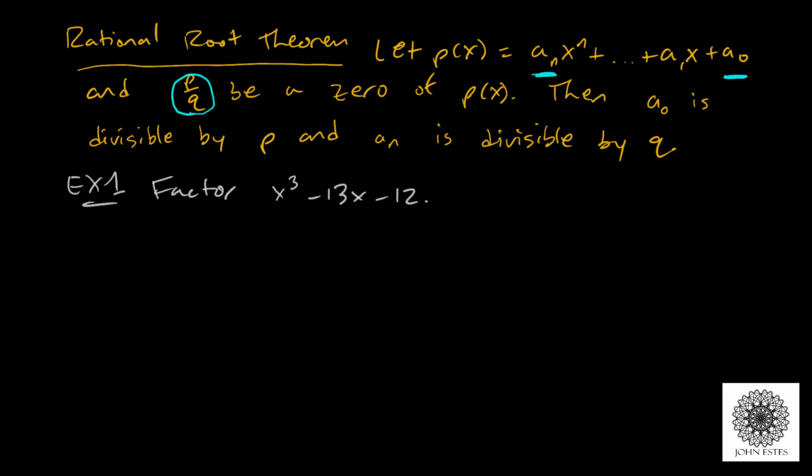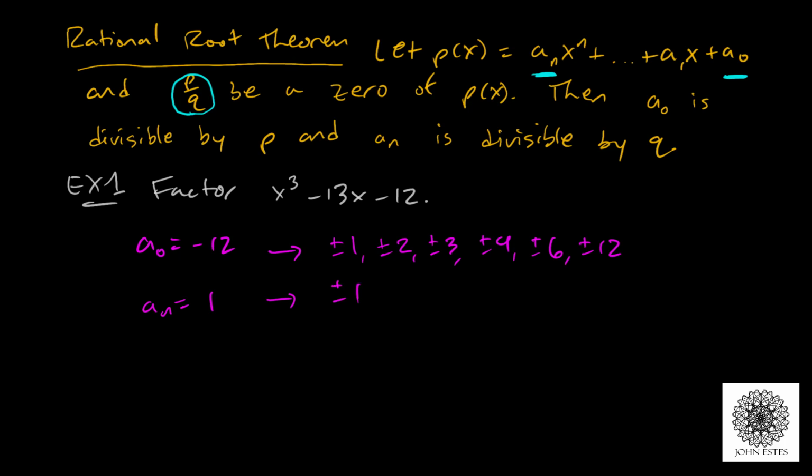So first of all, let's think of what our constant term is. Our constant term is negative 12, and our leading coefficient is 1. So for the things that divide these numbers respectively, for negative 12, what can divide negative 12? How about plus or minus 1, 2, 3, 4, 6, and 12? A lot of things can divide 12. And how about for 1? Well, not a lot, plus or minus 1.